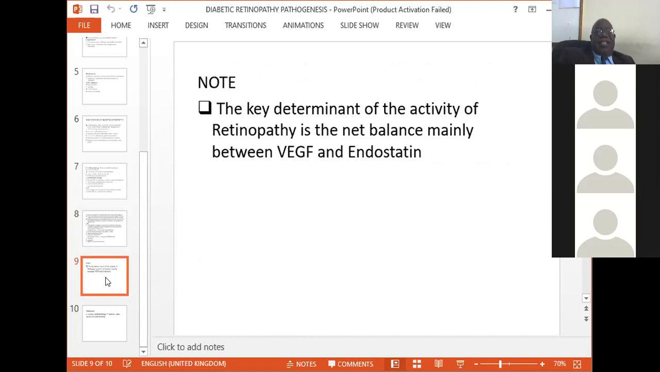I think the key determinant of the activity of retinopathy is the net balance between vascular endothelial growth factor and endostatin. They play a role.